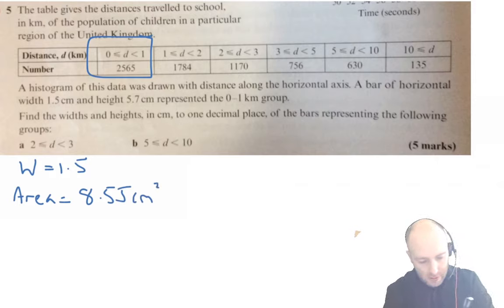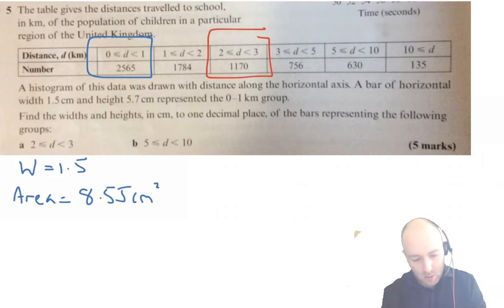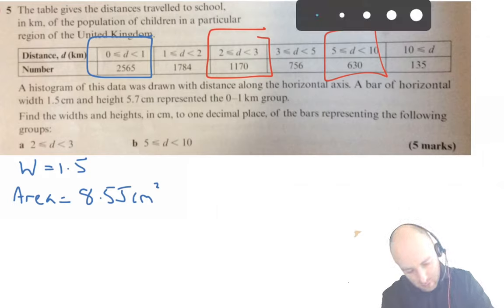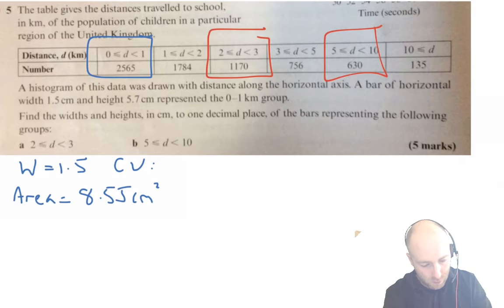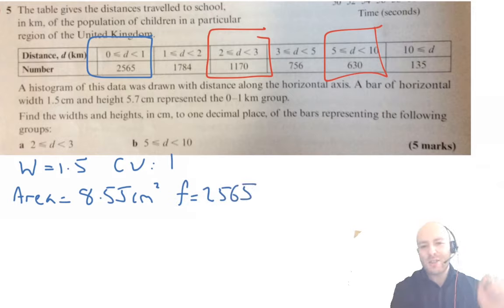Okay, and we want to try and find the 2 to 3 and the 5 to 10 ones. Cool. So width of 1.5 is a class width of 1, and an area of 5.55 is a frequency of 2,565. So this one's not as easy to just look at and do in your head. It's a bit harder. I mean, class width 1.5 to frequency, not too bad, times by 1.5 class width to get the frequency. Area, a little bit harder.